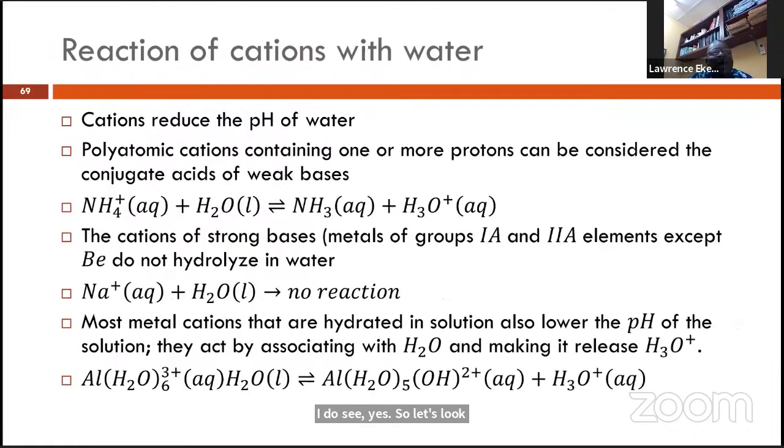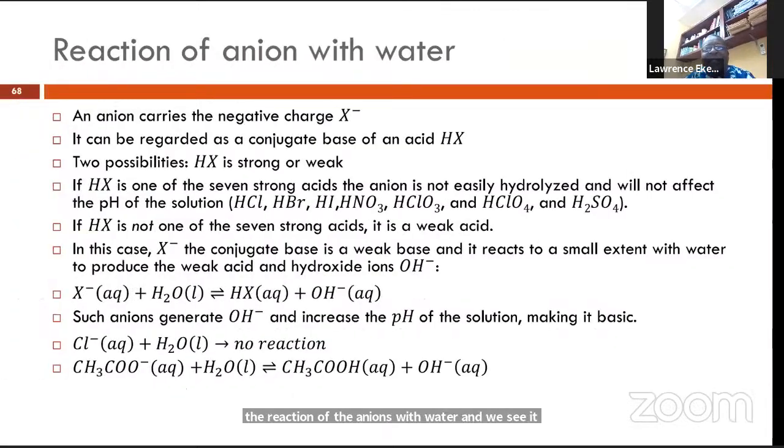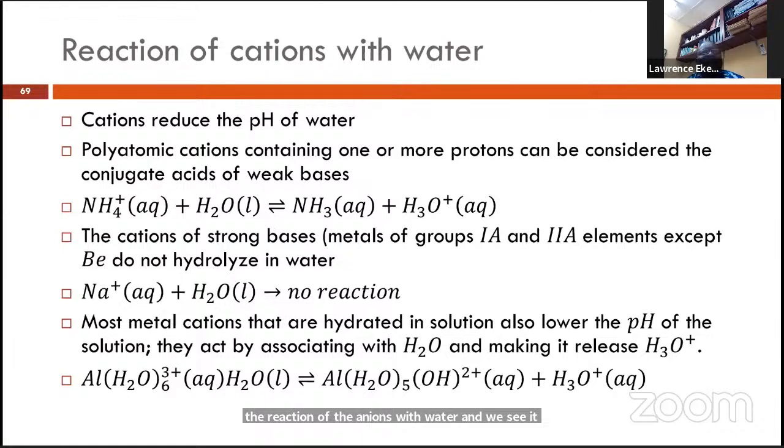So let's look at reactions of cations with water. We've talked about the reaction of the anions with water, and we say it makes the solution basic and increases the pH of the solution. Now, it is important for you to know that cations reduce the pH of water. So polyatomic cations that have 2 to 3 charges, containing 1 or more protons, can be considered to be the conjugate acids of the weak bases.